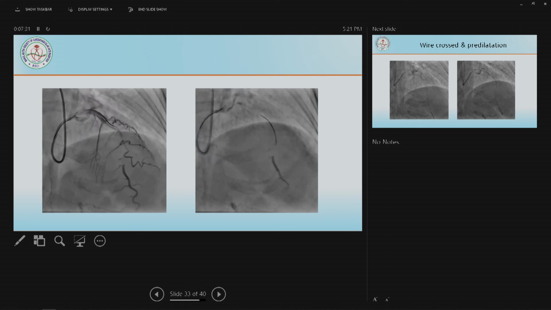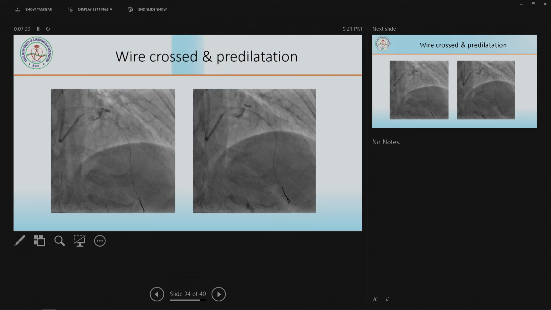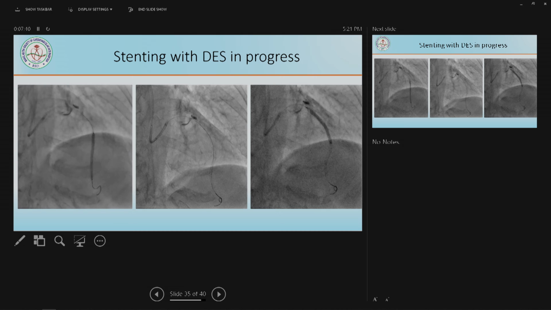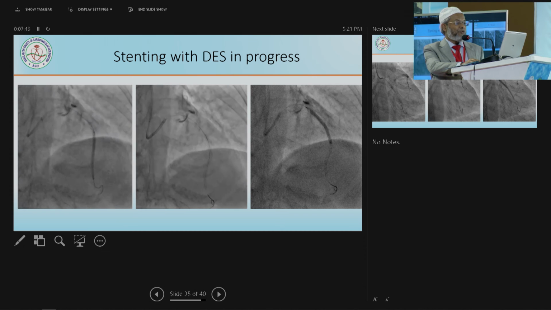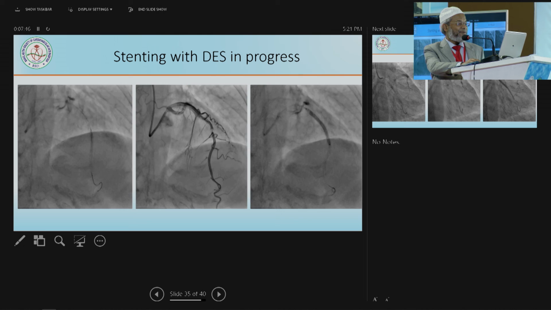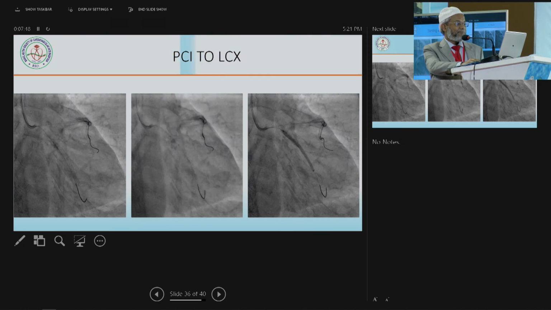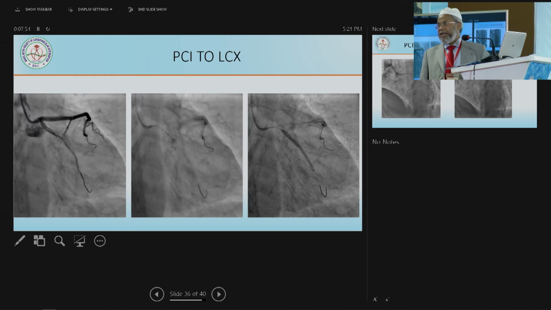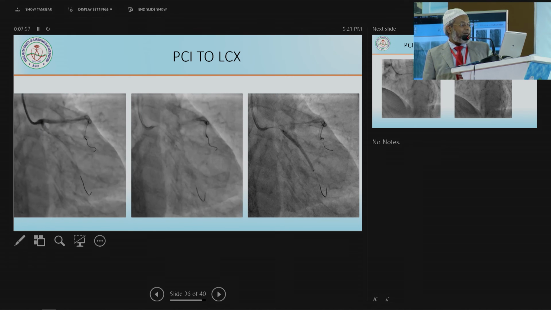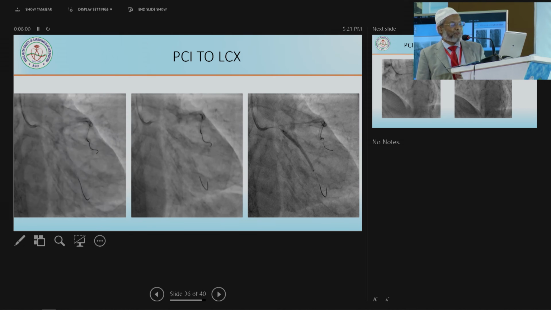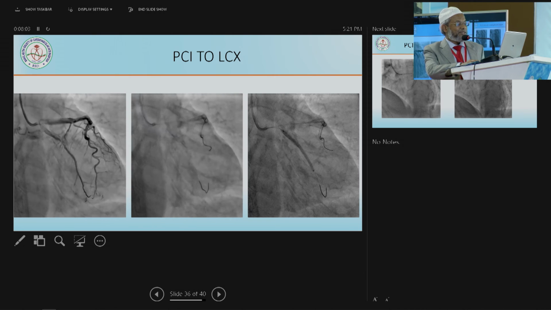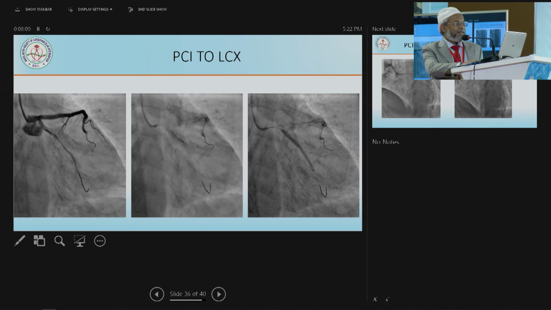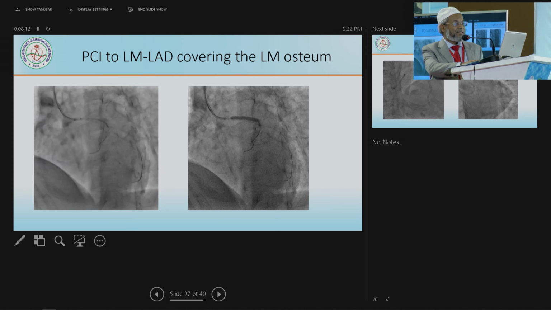However, keeping that wire in the dissected part, I crossed another wire into the LAD, and CPR was being given, and subsequently I hurriedly gave 2 stents sequentially from distal to proximal. After giving this stent, though I am seeing that in the proximal LAD there is still dissection, I have to treat the left circumflex because I shall have to cross over. That is why, keeping it in this condition, I crossed the LCX lesion, pre-dilated the LCX, and gave 1 stent into the LCX.